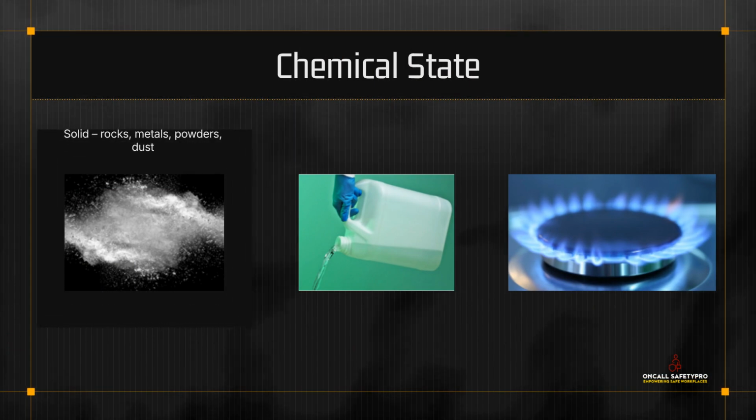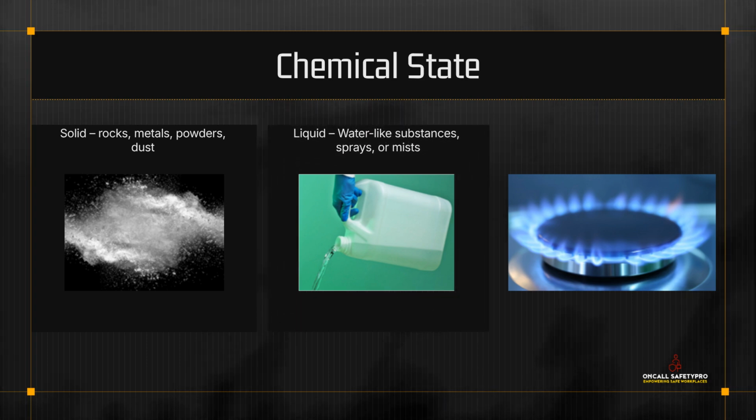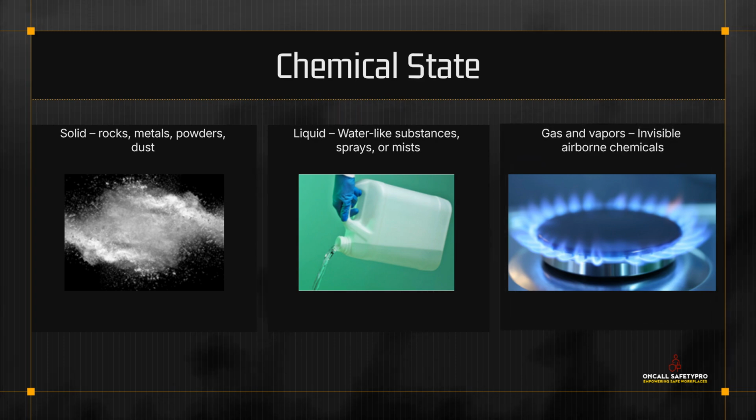Chemicals can be a solid like rock, metal, and dust. It can be a liquid like water. Finally, it can be a gas like propane or a vapor like ethanol vapors.